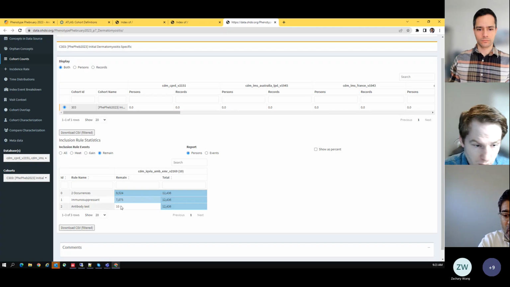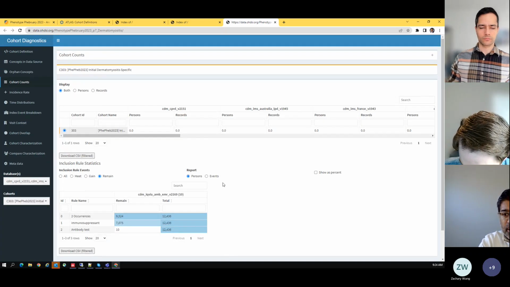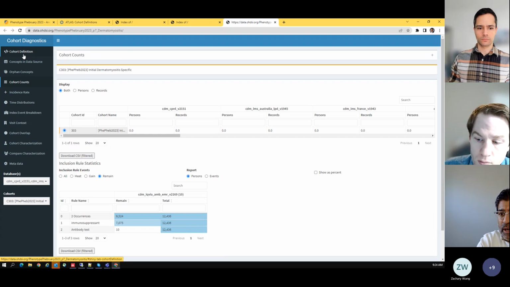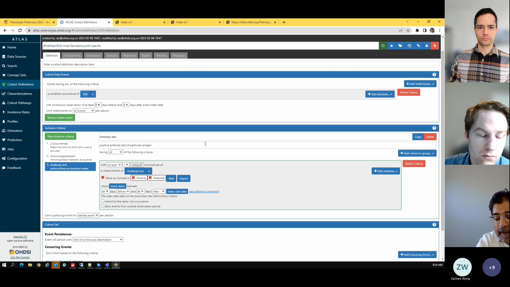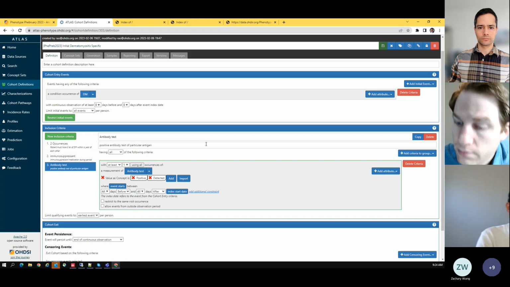But as soon as you apply the antibody rule, that became almost 0. And that's the insight here: the antibody rule is where the biggest drop is happening in this cohort definition. It could mean that the antibody rule itself has an issue, or that people do not have antibody testing. I do not believe the latter is true. I believe there was some issue with the cohort definition. And that's basically my initial review of your cohort definitions.